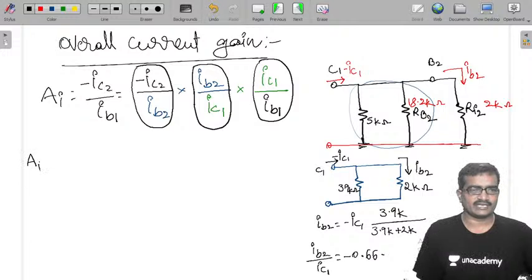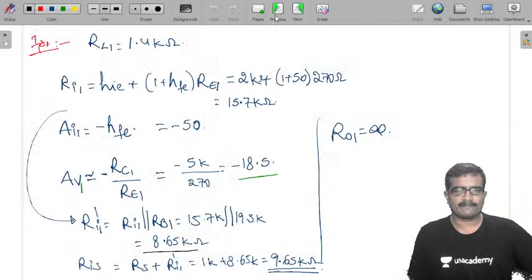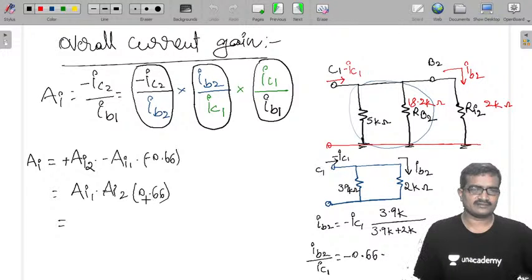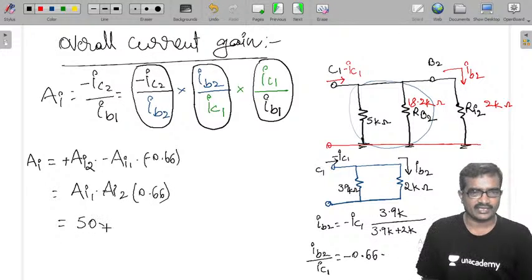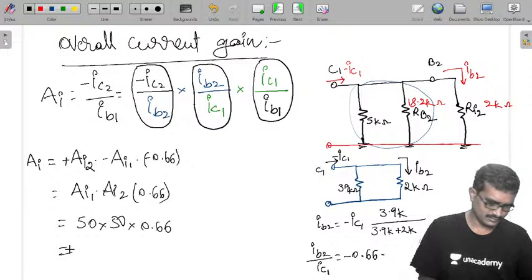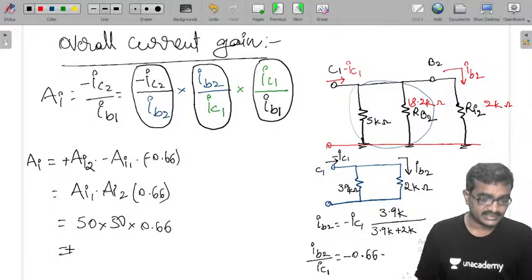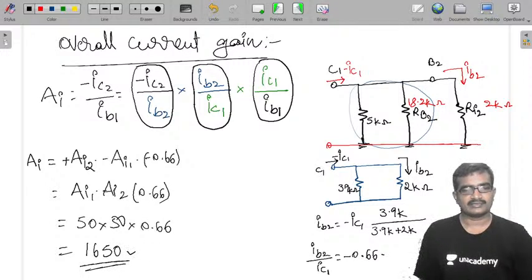Now just substitute the values. Therefore overall current gain is minus AI2 into minus AI1 into minus 0.66. Therefore it is AI1 into AI2 into 0.66. Just add the values. AI2 is minus 50, AI1 also minus 50. So both are 50s. So 50 into 50, it is minus into plus into 0.66, that is 1650. That is the current gain.